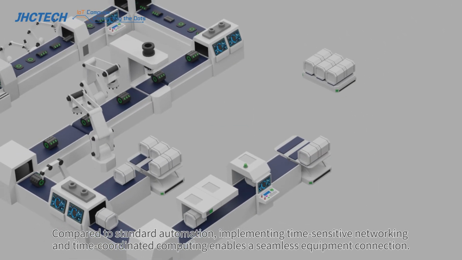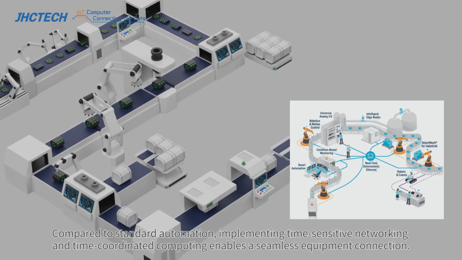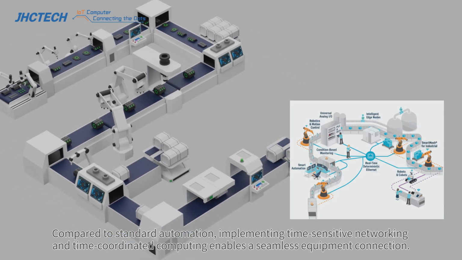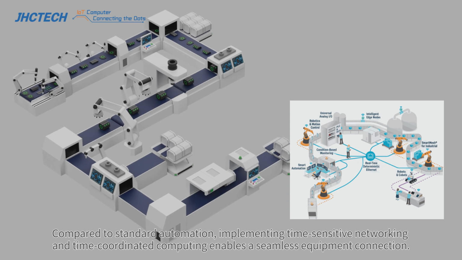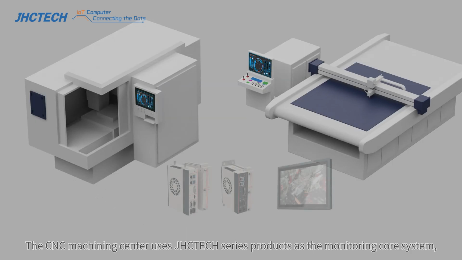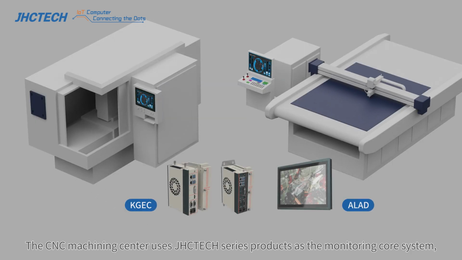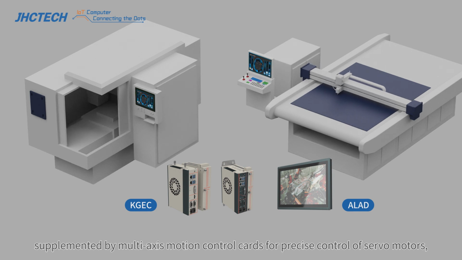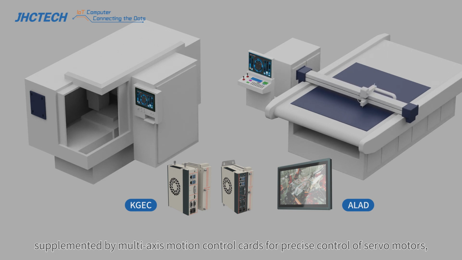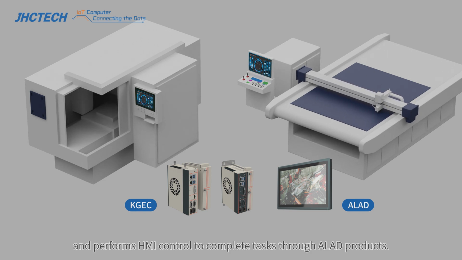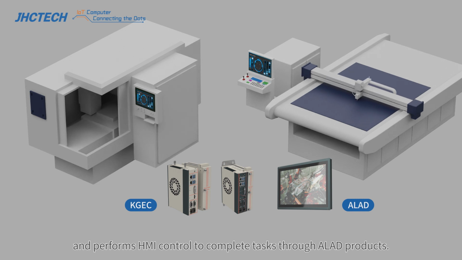Compared to standard automation, implementing time-sensitive networking and time-coordinated computing enables a seamless equipment connection. The CNC Machining Center uses JHC series products as the monitoring core system, supplemented by multi-axis motion control cards for precise control of servo motors, and performs HMI control to complete tasks through ALAD products.